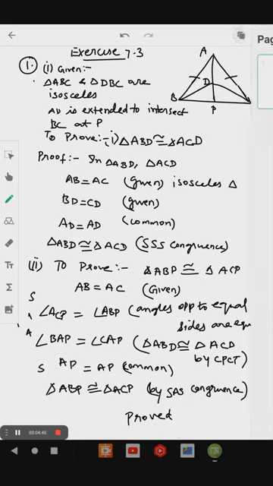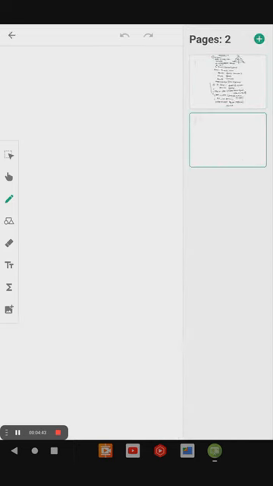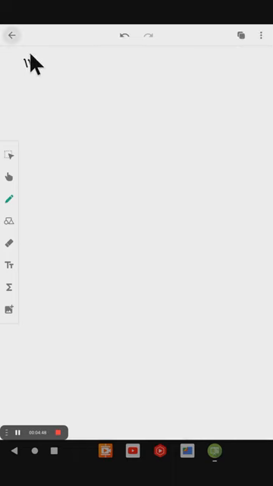We'll go for question number 3. What do we have to prove here? AP bisects angle A as well as angle D. We have to prove this.